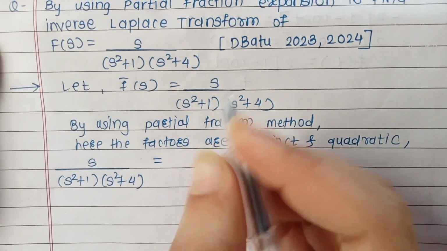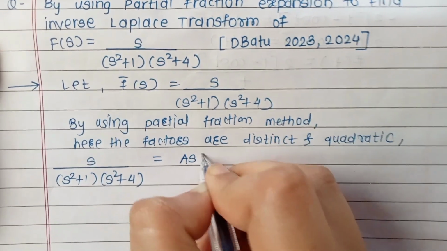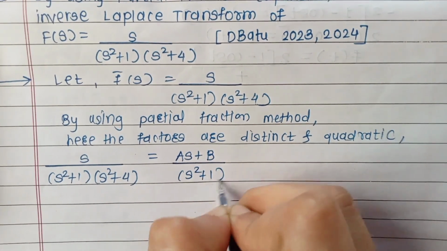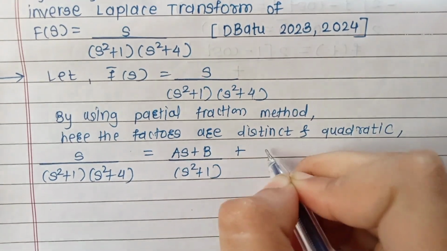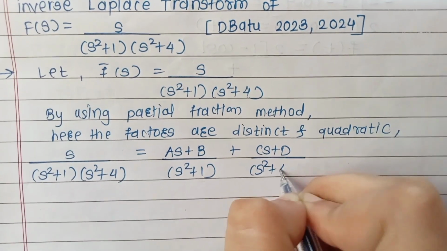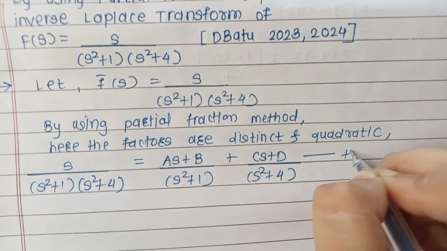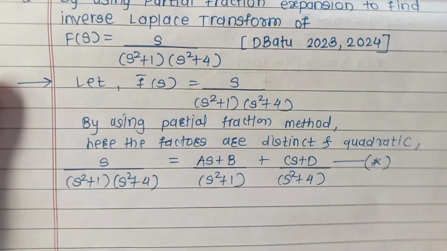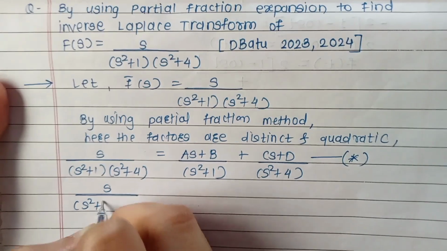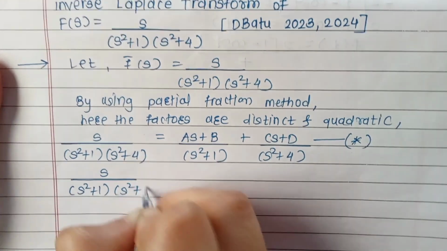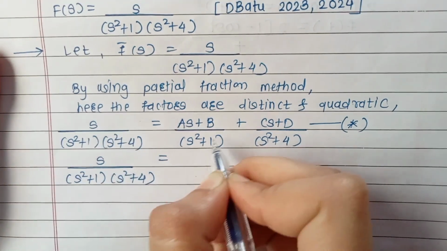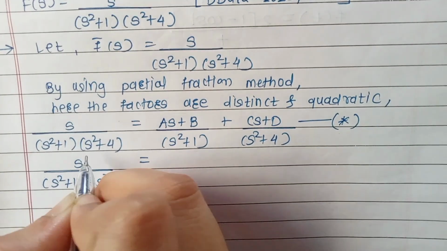Now we can write it as s upon s square plus 1 and s square plus 4 is equal to, according to the formula, first we'll consider as plus b upon this first term s square plus 1 plus cs plus d for the second term s square plus 4, and we will name this equation as equation star, okay. Now we can write it as s square plus 1 s square plus 4 is equal to, see here we have to make the denominator same as compared to this term, okay.